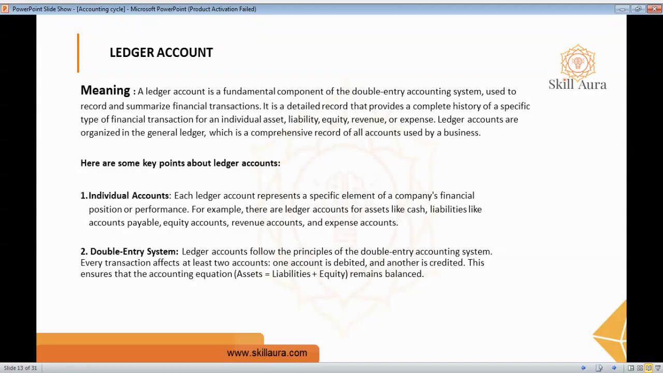The next one is double entry system. Here we are going to follow the double entry accounting system. So every transaction affects at least two accounts. One account will be debited and another account will be credited. So we are going to ensure the accounting equation by preparing the double entry with the accounting equation, that is asset is equal to liability plus equity, and every time it remains balanced.